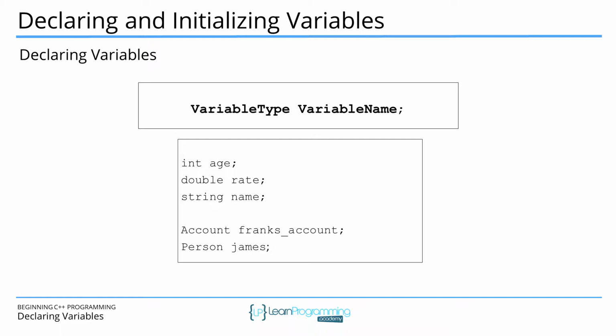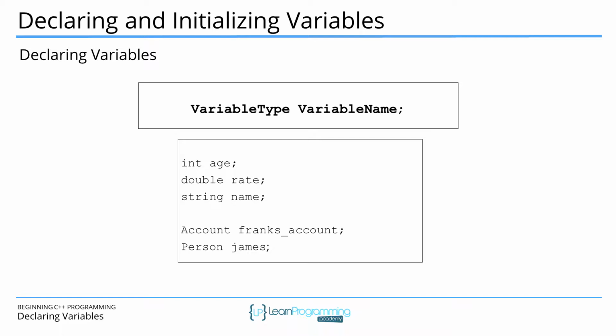Later in this section, I'll go over some of the basic C++ types, but here are a few as a preview. Int is an integer or a whole number. A double is a floating point number. And a string is a sequence of characters, like you would see in my name, Frank.